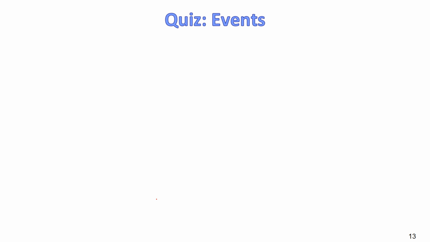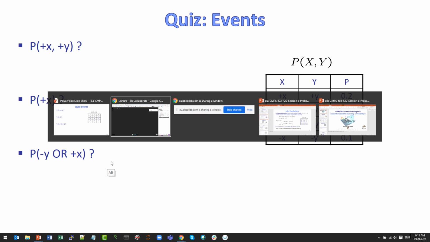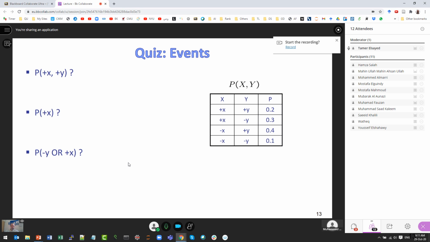Here is a quick quiz. Let's say that we have this joint distribution. We want to calculate these probabilities. So anyone? Any volunteer?